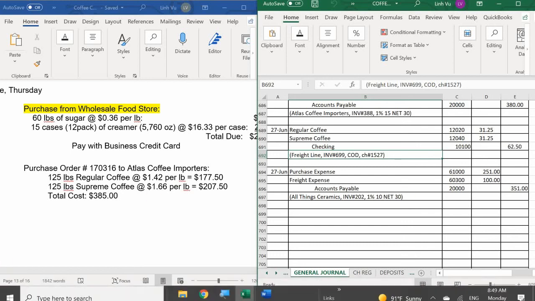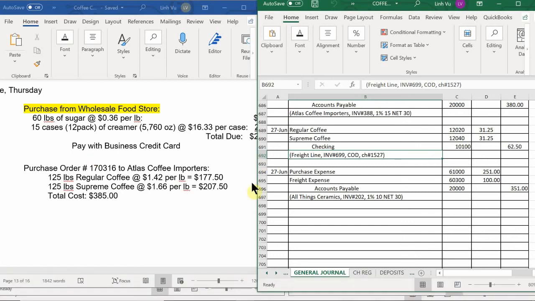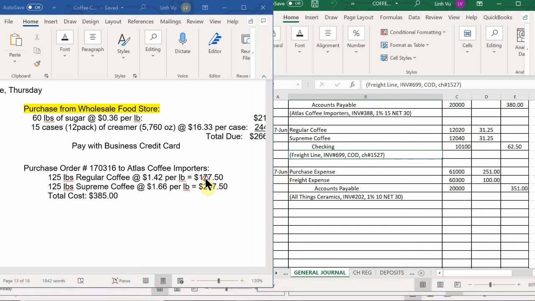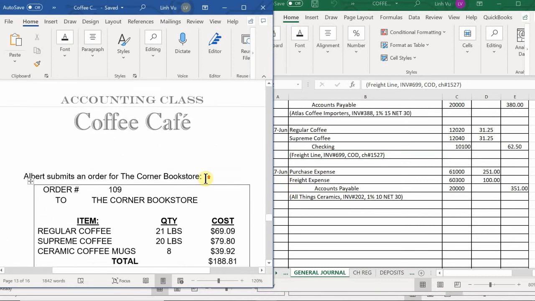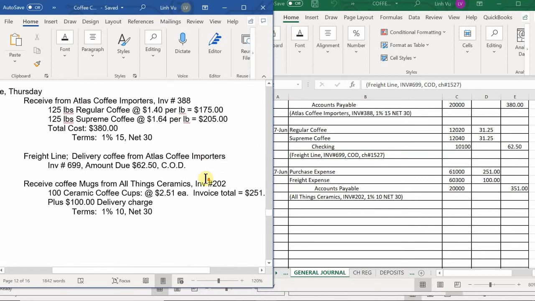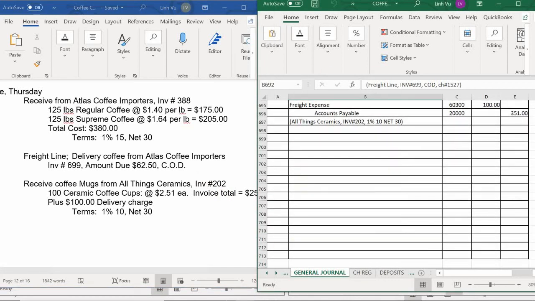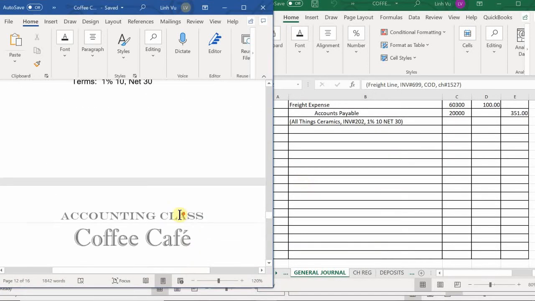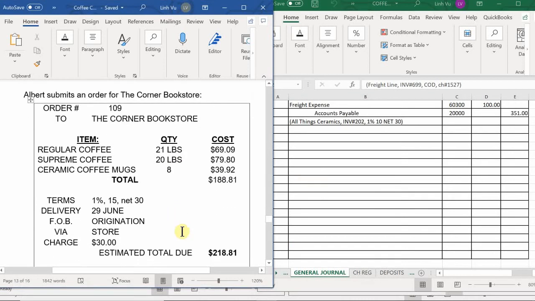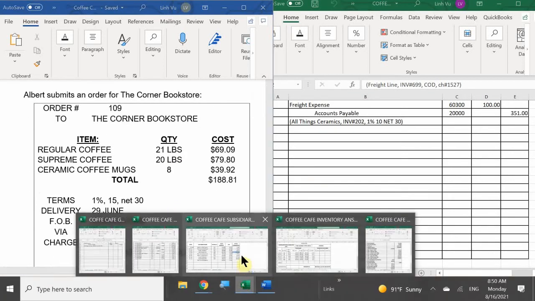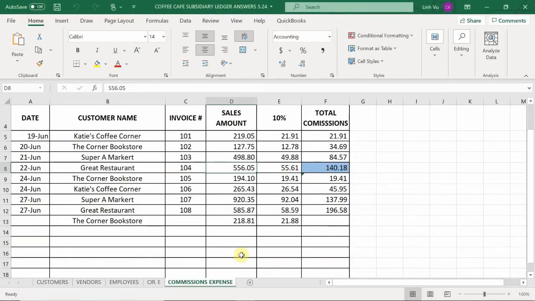Okay, so let's see. Last week we left off with entering a purchase. We actually received coffee mugs. So here's our purchase expense right here. If you remember, we submitted that order for the corner bookstore. If I go into my subsidiary ledger, here it is. I entered in my corner bookstore.